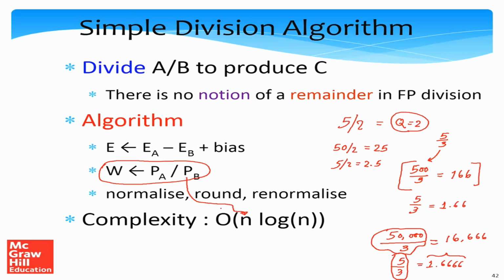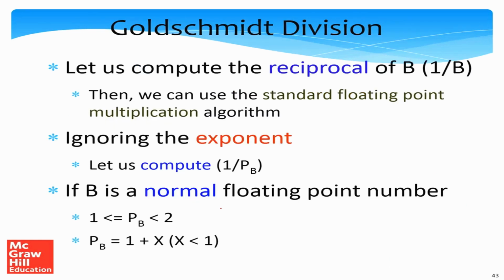So I can do something which will make all my operations much faster. So let us look at Goldschmidt division. We'll talk about two division algorithms. One is Goldschmidt division. My basic insight is like this. Let's say I want to compute a divided by b. So a divided by b is a multiplied with 1 by b. I have a fast algorithm for multiplication. So pretty much my problem reduces to finding what is 1 by b.